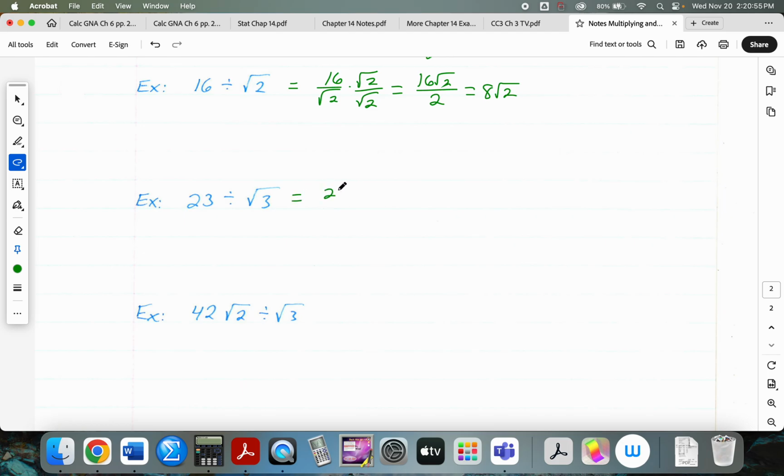So here we'll have 23 over the square root of 3. We don't want that square root of 3 on the bottom, so we'll multiply both the numerator and the denominator by the square root of 3. That's going to give me 23 square roots of 3 over what? 3. Will 3 divide evenly into 23? No. You're done. Just leave it that way.